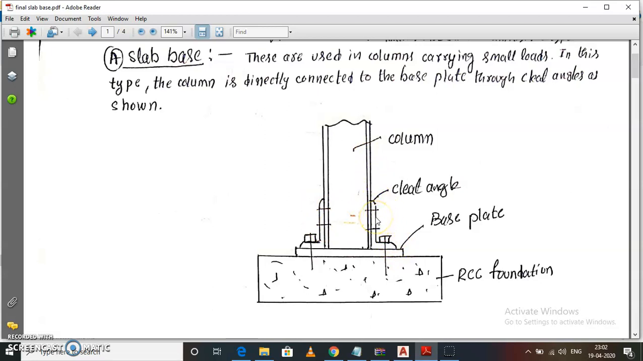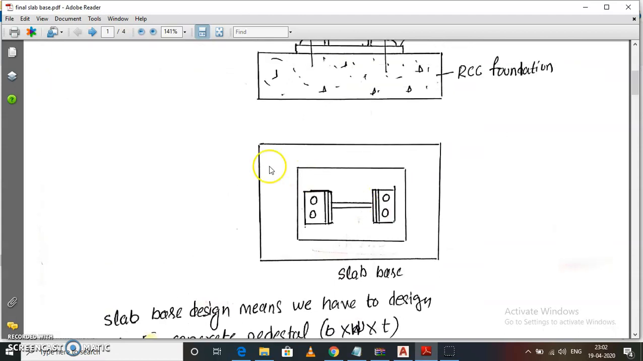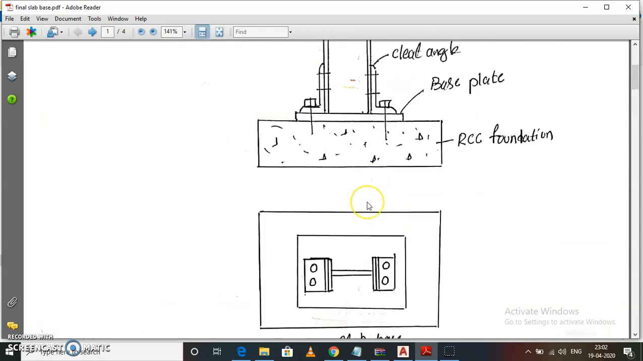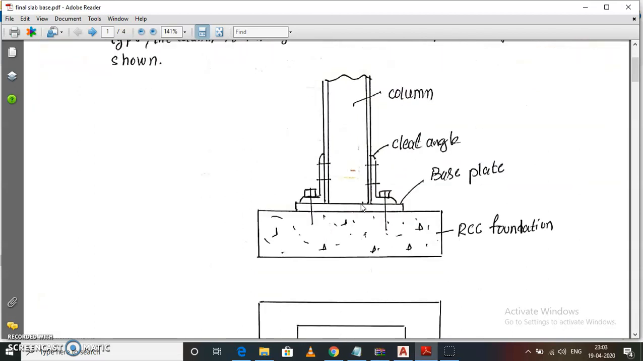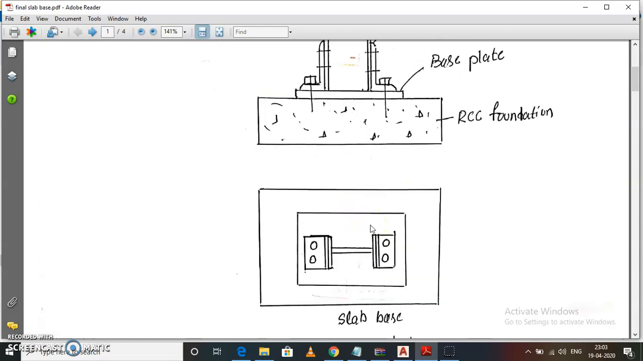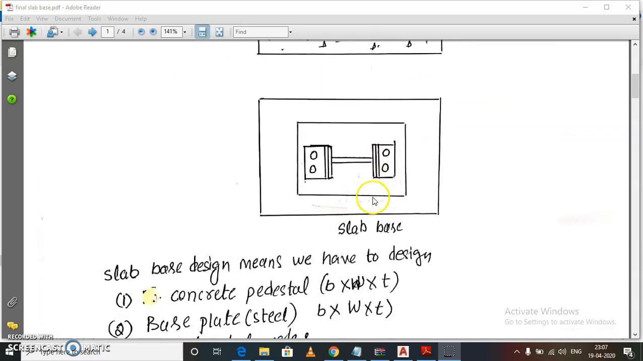So let us see an example. Before going to the example, this is the top view and this is the elevation of the slab base. As I told, there are two types. One is slab base, another one is the gusset base. I'll tell you what is gusset base in the next problem. First let us see what is slab base. I hope you have understood this concept. Also we have to design anchor bolts to connect the base plate to the foundation. So let us see the problem.